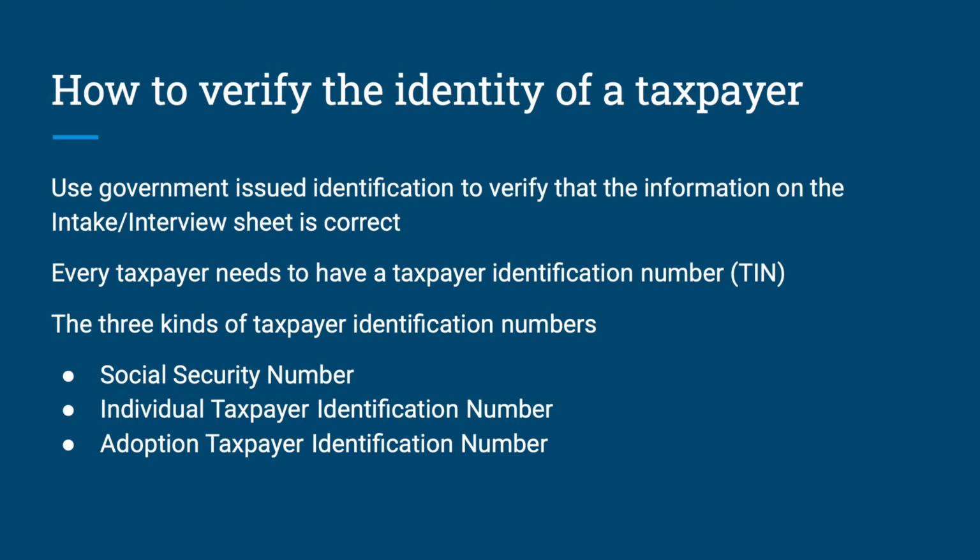And an important note here is that every taxpayer needs to have a tax identification number, which I'm just going to refer to as a TIN, which is basically just an ID number that every taxpayer will have. And importantly, there are three kinds of taxpayer identification numbers. First, and the most common one that we will see, is the Social Security number. Secondly, we will see the individual taxpayer identification number, which is often shortened to ITIN. And then third, we could see an adoption taxpayer identification number, which is often abbreviated to an ATIN.